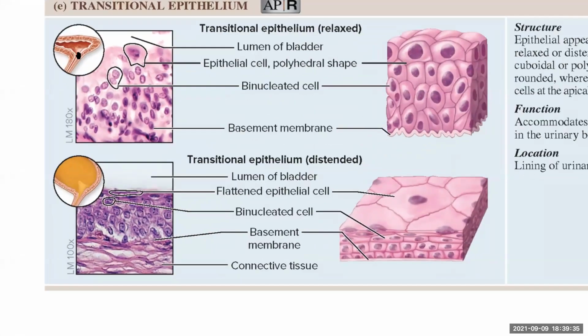Here is the bladder empty, so the apical cells will be nice and rounded, and the basilar cells, the ones that are closer down here, will have that kind of cuboidal or polyhedral shape to them. I can't zoom in anymore, but you can see that some of these cells will have two nuclei in them. Now, when the bladder's full, the apical cells get pushed down flat, and they have more of a flattened or squamous shape appearance to them.